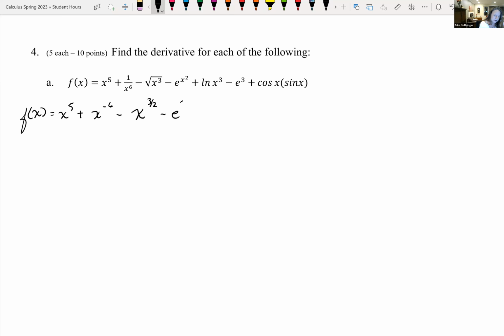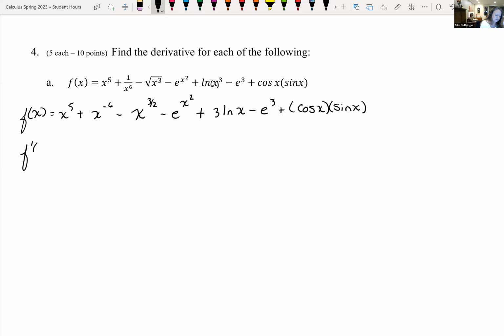Minus e to the x squared, plus, notice that I have the natural log of x cubed. I can use rules of logs to rewrite this as 3 times the natural log of x, minus e cubed, plus cosine of x all times sine of x.